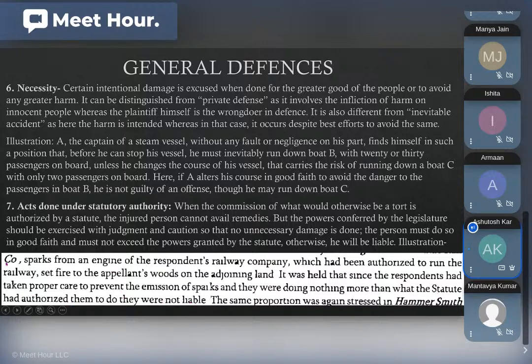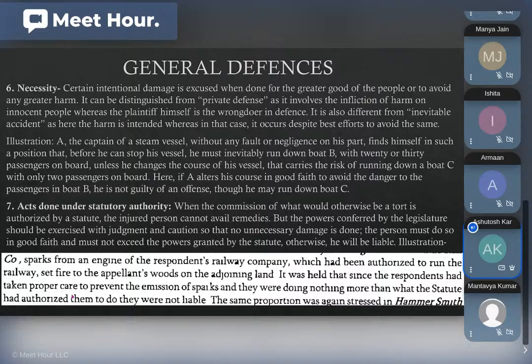मतलब वो रेलवे कंपनी जो है उसको there is an act which has authorized them to run the company and they have done so with proper care to prevent emission of sparks. And वो statute में जितने safety measures लेने को बोला जा रहा है वो सारे उन्होंने follow किया था. So they did everything they could, but something still happened, so they are not liable.